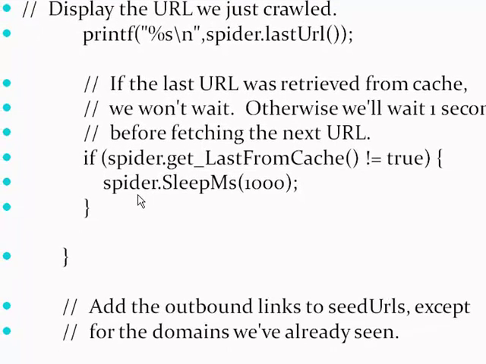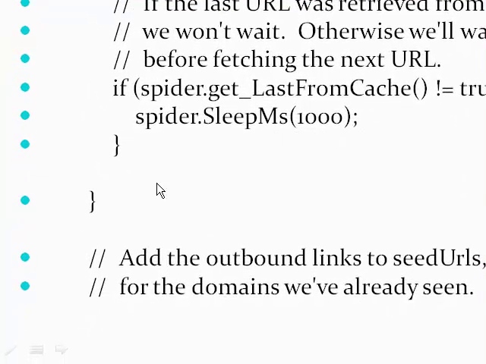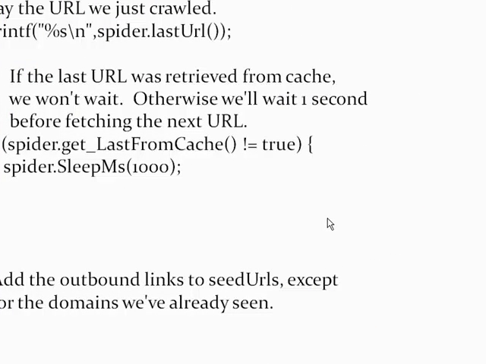Spider.SleepMs(1000). The SleepMs is a void function. The parameter is an integer, milliseconds. We pass 1000 milliseconds to it. And finally, add the outbound links to the seed URLs except for the domains we have already seen.